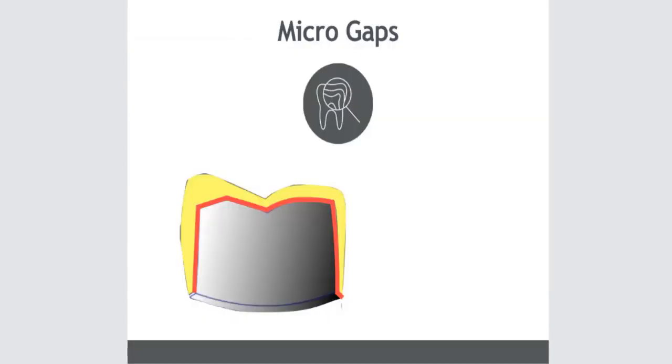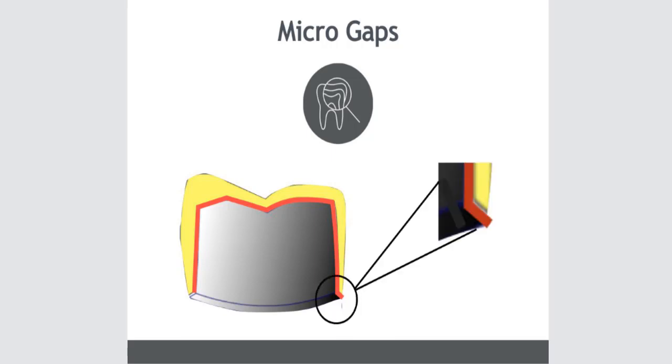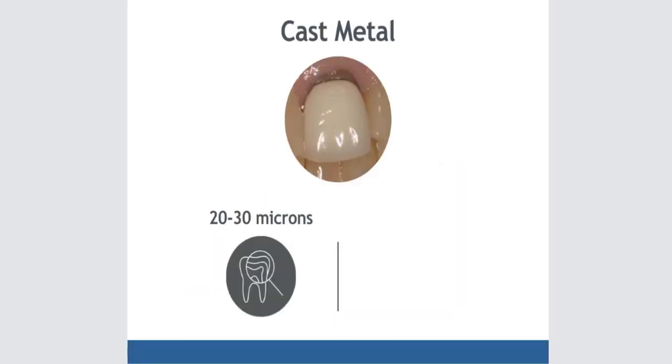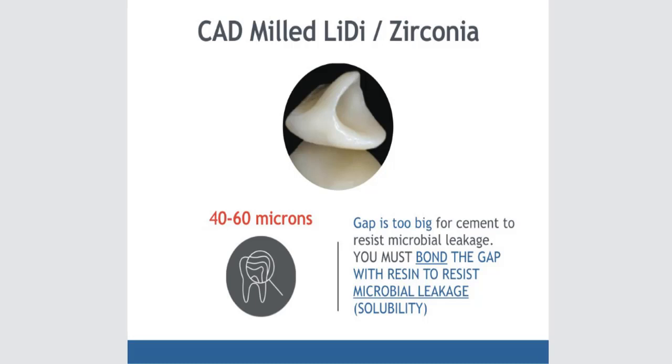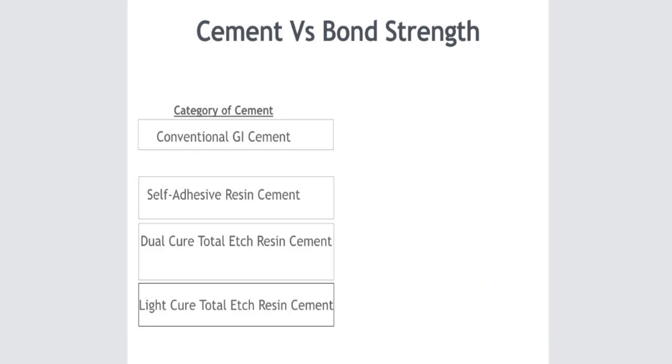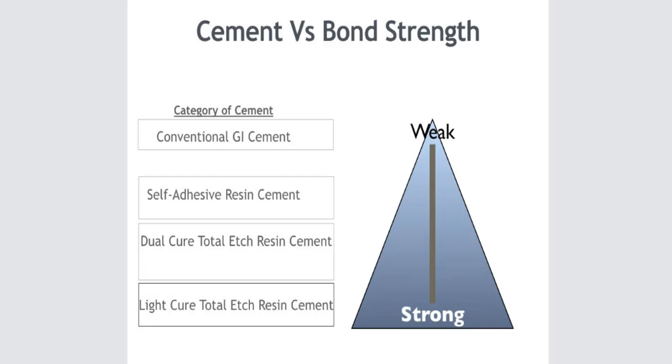Now we're going to talk a little bit about resin cements, and we're going to use the rest of these 5 or 6 minutes to talk about them. We've talked a little bit about the microgap and about how we need to create this bond and this resin cement to resist the microbial leakage and the solubility. So the question is, do I cement or bond? And of course, a conventional cement is not as strong as a dual cure or self-adhesive resin cement, or even a light cure total etch resin cement.